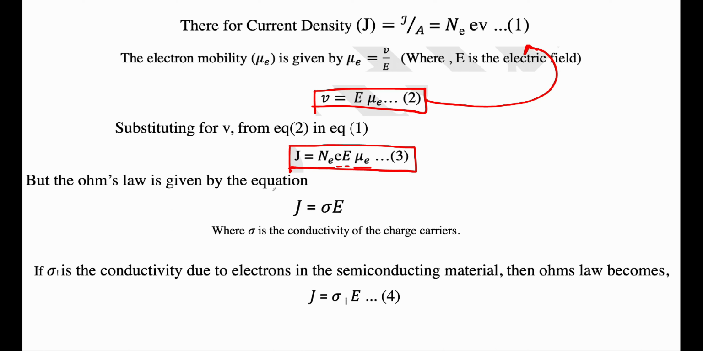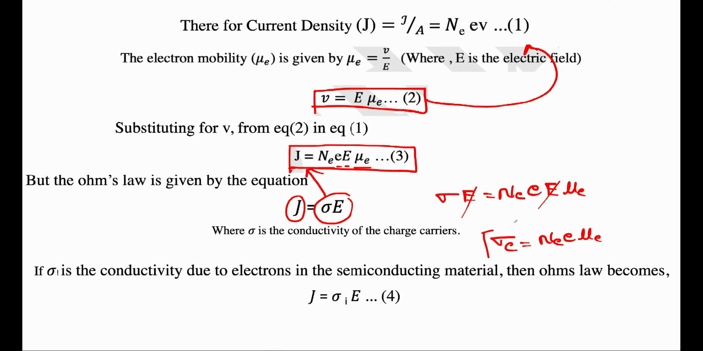Now let us consider Ohm's law. Ohm's law says J is equal to sigma into E, right? So instead of writing J, we can replace it with sigma into E here. In that case, we get sigma E is equal to number of electrons, charge of the electron, electric field, mobility of the electron. E gets cancelled. Ultimately, the equation we are getting here is for electrons. So that means sigma E, the conductivity due to electrons, is number of electrons, charge of the electron, mobility of the electron. This is the equation which we are getting for the electron.